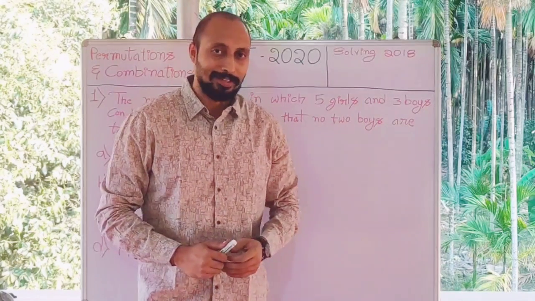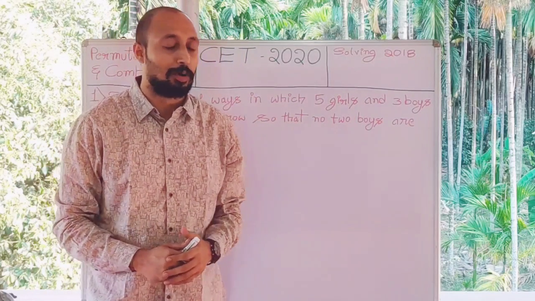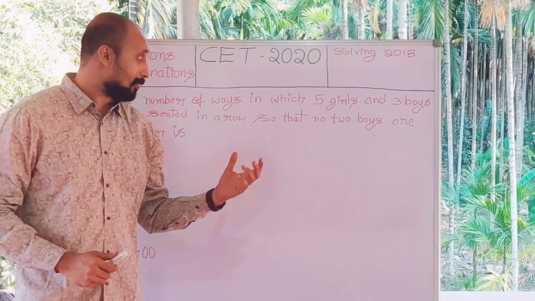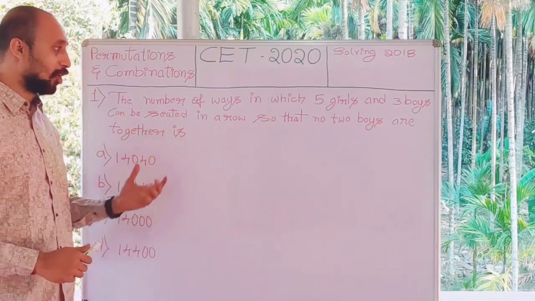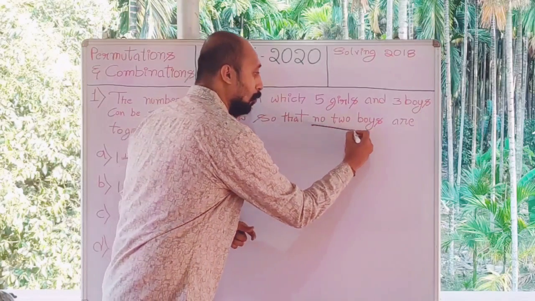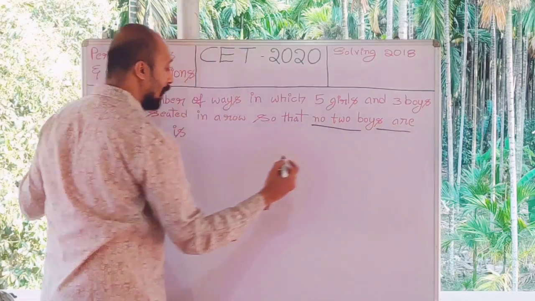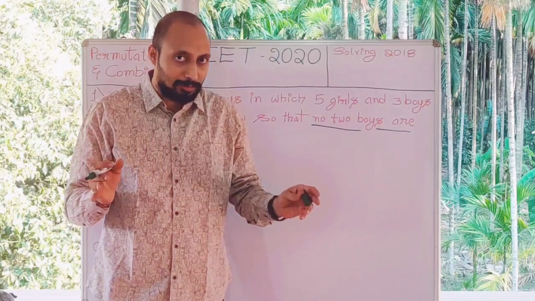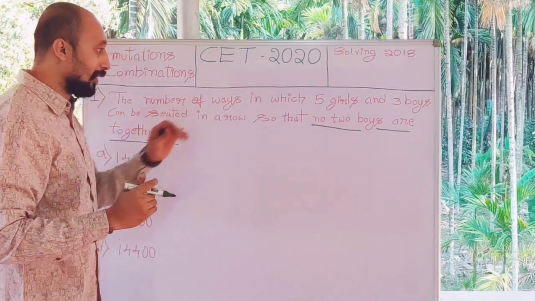So again students, this question is from 2018. There will be only one question of permutation combination. So what does the question say? The number of ways in which 5 girls and 3 boys can be seated in a row so that no 2 boys are together. This is the most important thing: no 2 boys are together. So how can you keep the boys separate? If and only if a girl is between them. So how many girls are there?